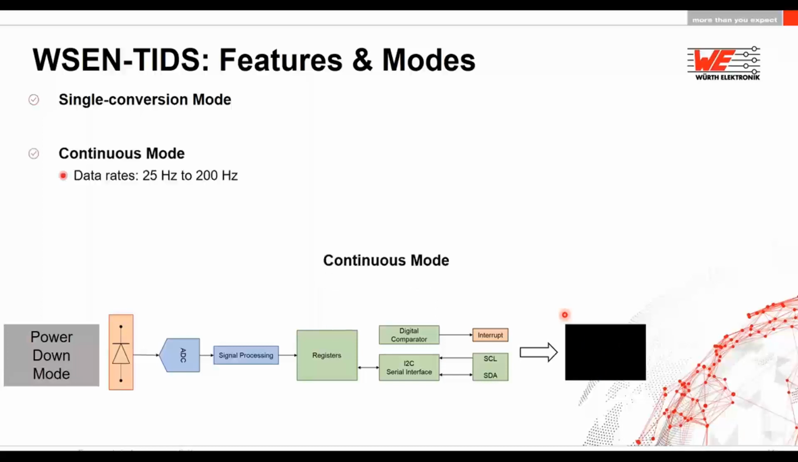On the other hand, there is also continuous mode where you can select your data rates from 25 Hz to 200 Hz. That means from 25 Hz, you get 25 samples in a second, to 200 Hz, it's 200 samples per second. And in continuous mode, the sensor continuously measures new temperature data as per the defined data rate. For sure, this consumes more power than the single conversion mode.